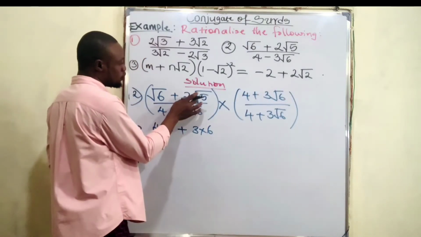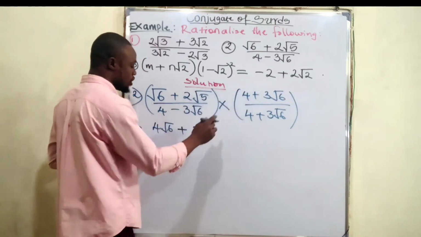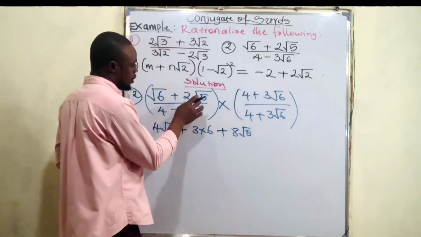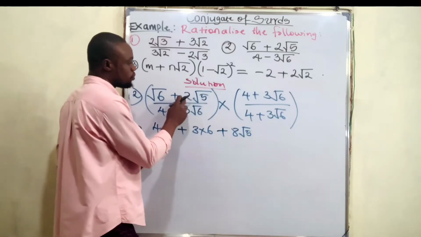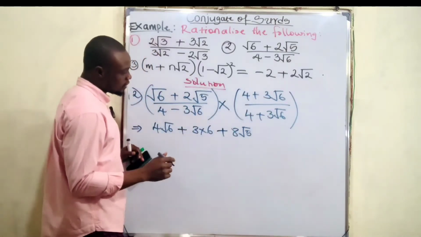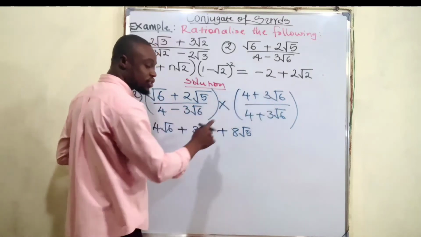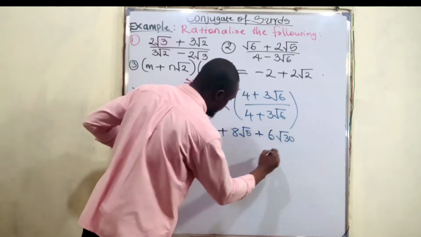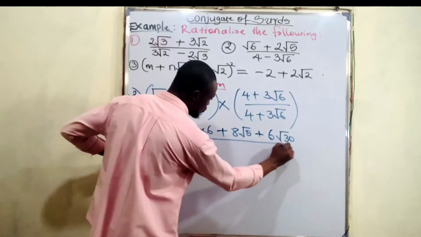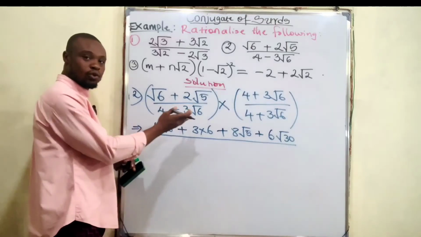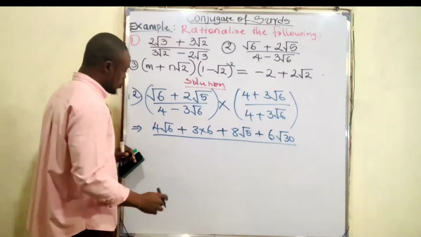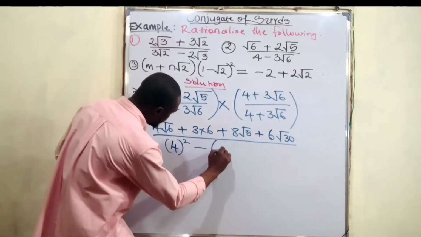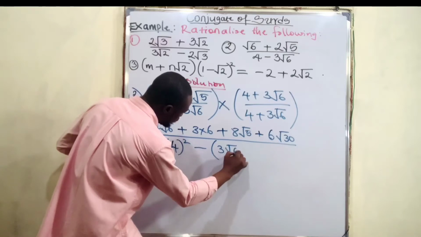Okay. Now 2 multiplied by 4 is what? 8. So we have 8 root 5. Now root 2 multiplied by 3 here is what? 6. Now root 5 multiplied by root 6 is what? Root 30. So we have 6 root 30. Okay, so draw a line straight, and this is also what? The difference of two squares. So we have this as what? 4 minus open bracket 3 root of 6 square.